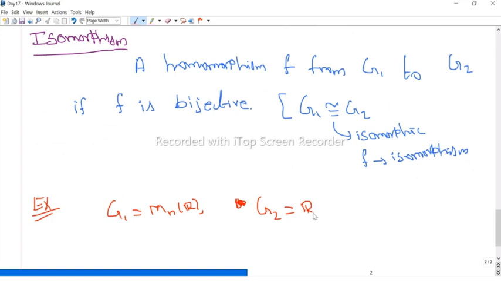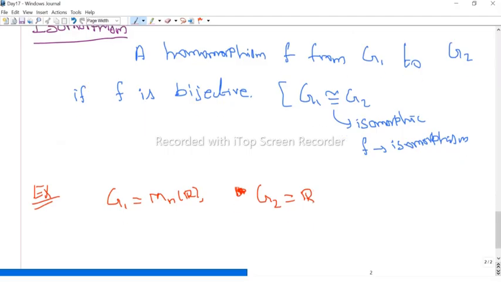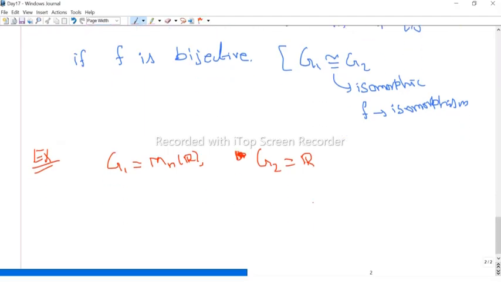Now the other group I am taking is the real numbers. Suppose they do not give the operation. What is the operation? But we know clearly that the set of all n by n matrices is a group with respect to addition, matrix addition.